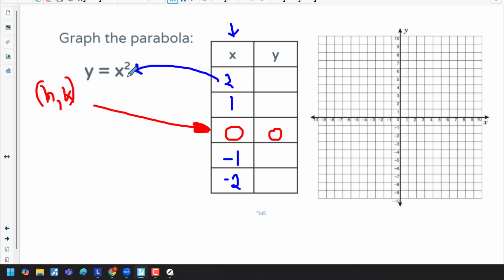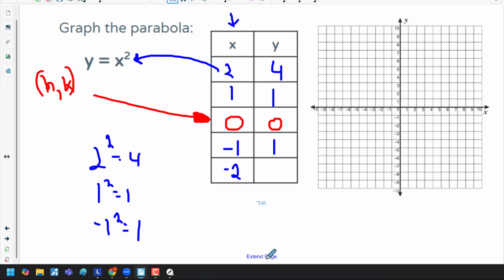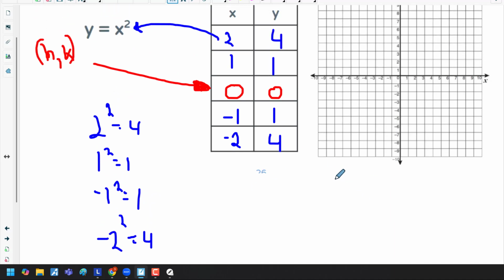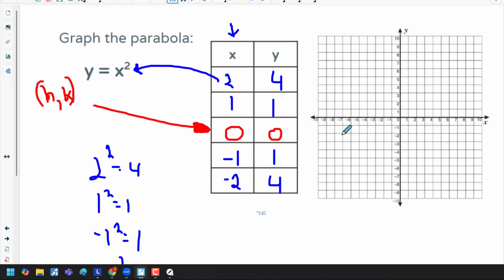So x is now 2. 2 squared is 4. In this example, x is 1. 1 squared is 1. 0 squared is obviously 0. Negative 1 squared is, well, what's negative 1 times negative 1? I'm just going to be quick here because we're running out of time. It is just 1. And then negative 2 squared is also 4. And you notice that there should be some symmetry in a quadratic function.